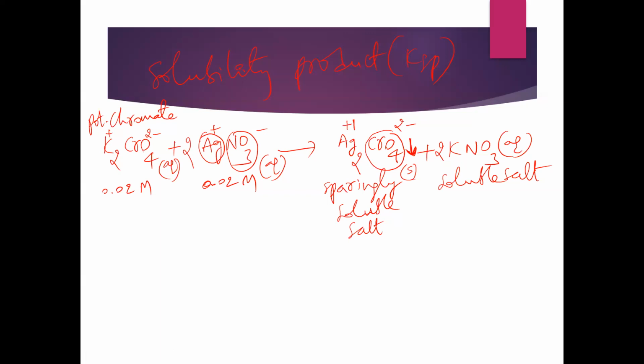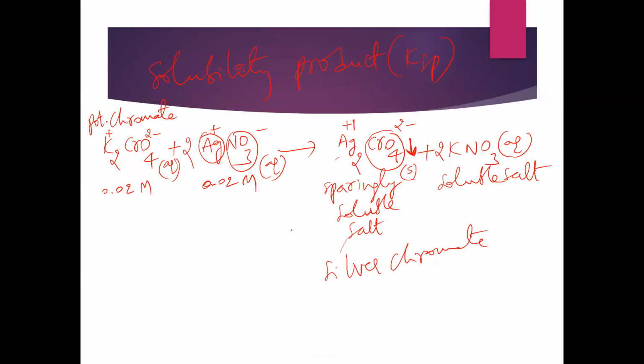Now here we have taken 1 liter of AgNO3 solution and 1 liter of K2CrO4 solution, suppose. When you mix 1 liter plus 1 liter, what will be the total volume? It will be 2 liters. Initially, how much Ag+ have we taken? 0.02. And CrO4 2-? 0.02. Now we have got Ag2CrO4, silver chromate.